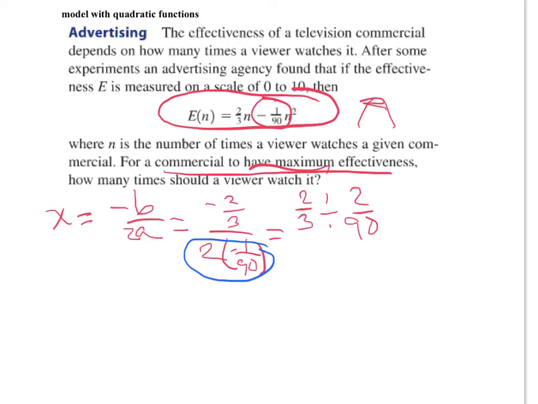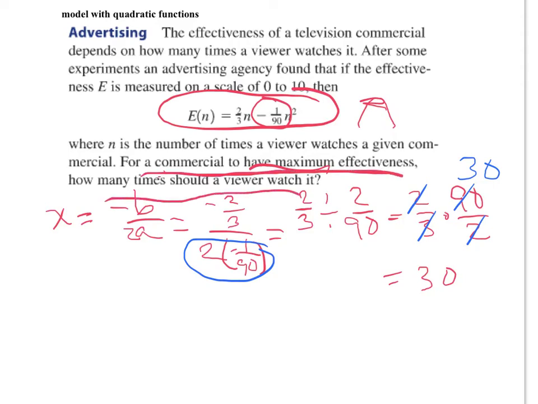And so now we work that out to be 2/3 times 90 over 2. Now we see that these 2's reduce to 1. 3 goes into 90 30 times, and so we end up with x equals 30. So that means that for a commercial to have maximum effectiveness, a viewer should watch it 30 times.